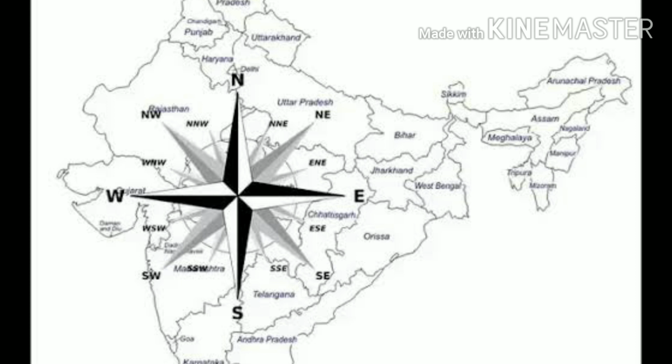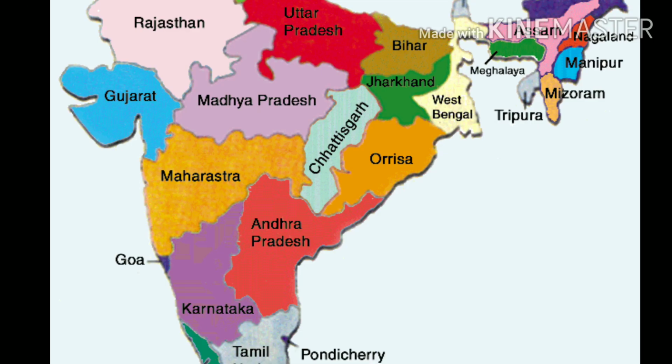We have some sub-directions. So, what are those? Between north and east, we have northeast. Between south and east, this is southeast. Between south and west, that is southwest. And between north and west, that is northwest. So, children, look at the map carefully and answer the following questions.